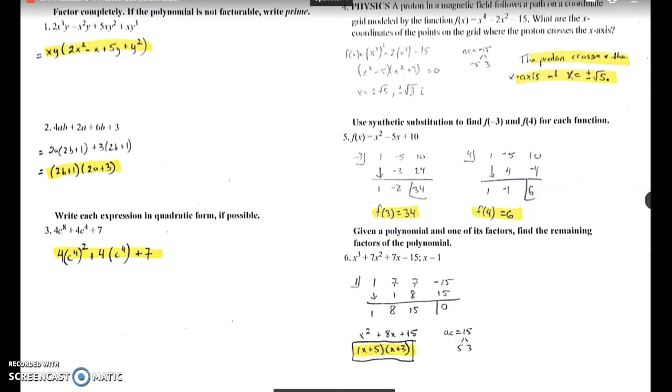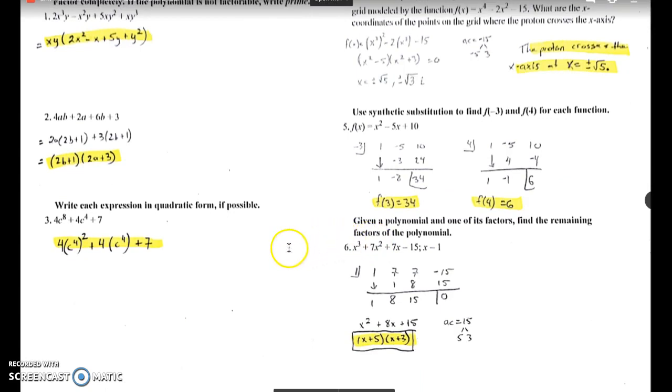Question 6. Given a polynomial and one of its factors, find the remaining factors of the polynomial. If you are given a polynomial and one of the factors, and you have to find the remaining factors, that is code for do some division. The factor here is x minus 1. So the number that's going to make that equal to 0 is 1, because 1 minus 1 equals 0. So I have 1 in my box.